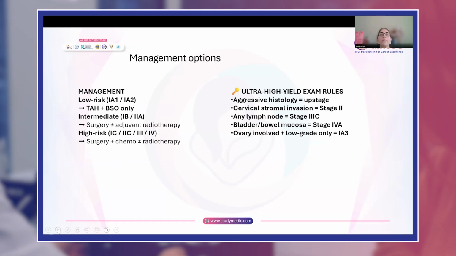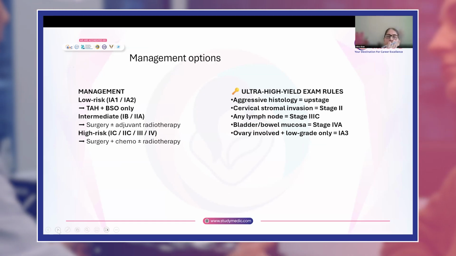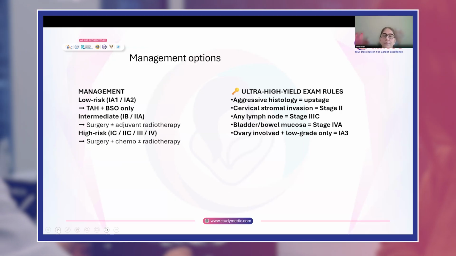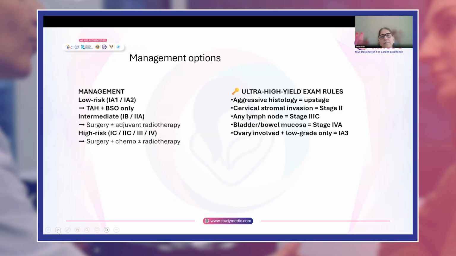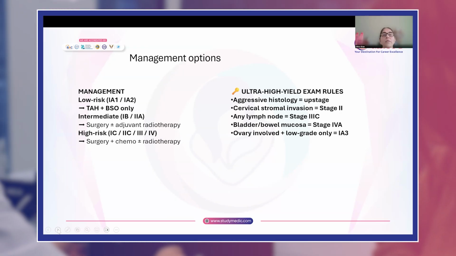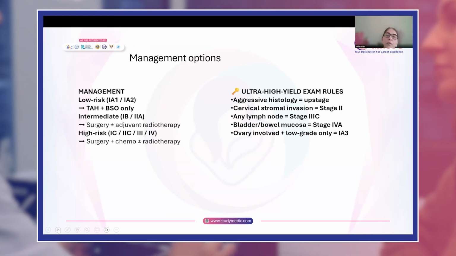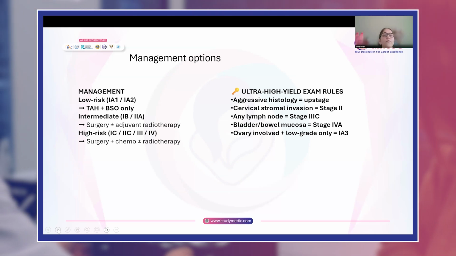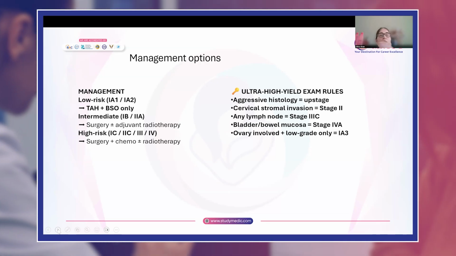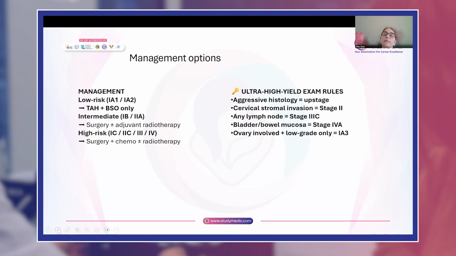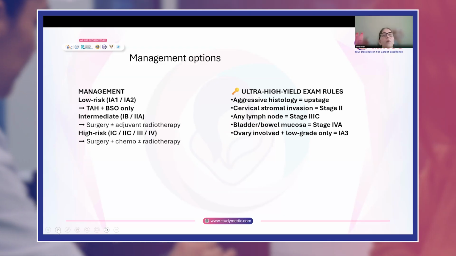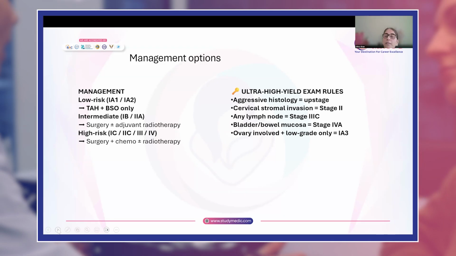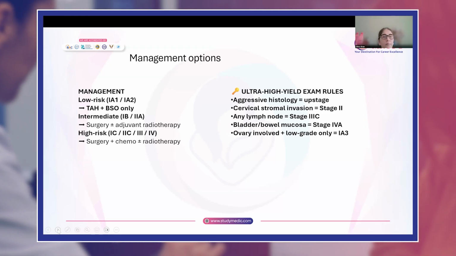Let us see what are the management options that are there, because a little bit of management also you will sometimes be asked. So whenever this cancer is of low risk, so it is stage 1A1 or 1A2, you will do total abdominal hysterectomy plus bilateral salpingo-oophorectomy only. Okay. These are the low risk ones. Those which are intermediate, that means 1B or 2A. For them, surgery, of course, yes, and plus or minus you can offer them radiotherapy.